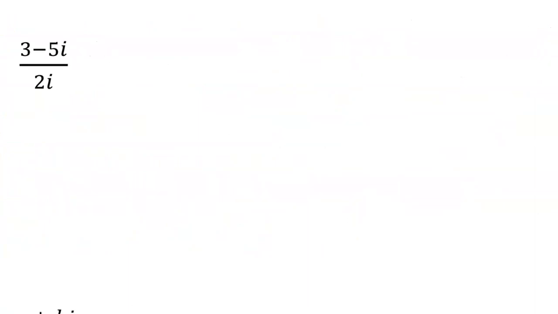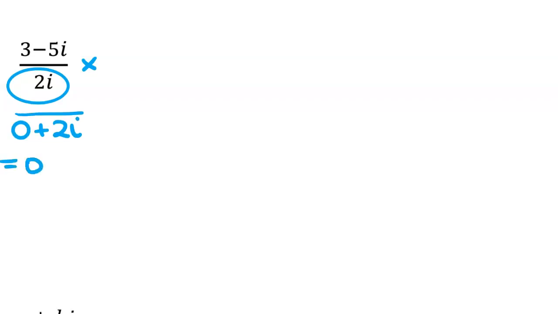Now, there's multiple ways you could do this, but if we follow the same process that we did before, you'll see that it actually works out pretty nicely. On the bottom, we just have 2i. That's like we've got a real part of 0 plus 2i. So the conjugate of this would be 0 minus 2i. So what we're going to do is multiply the top and bottom by negative 2i, negative 2i.